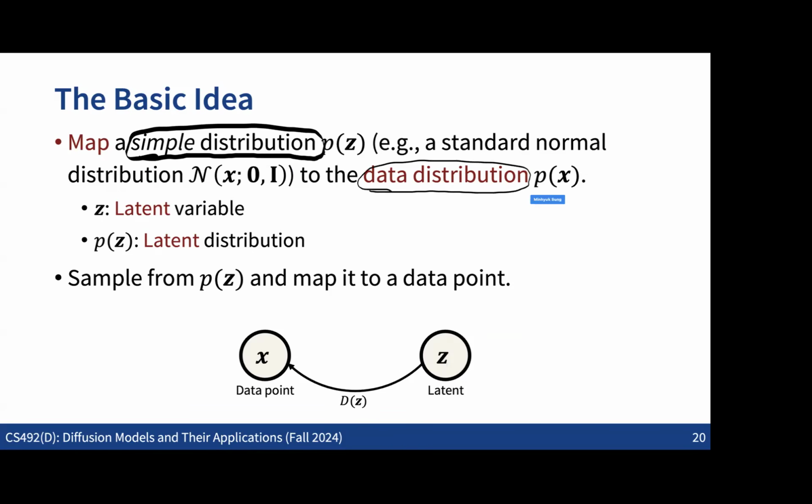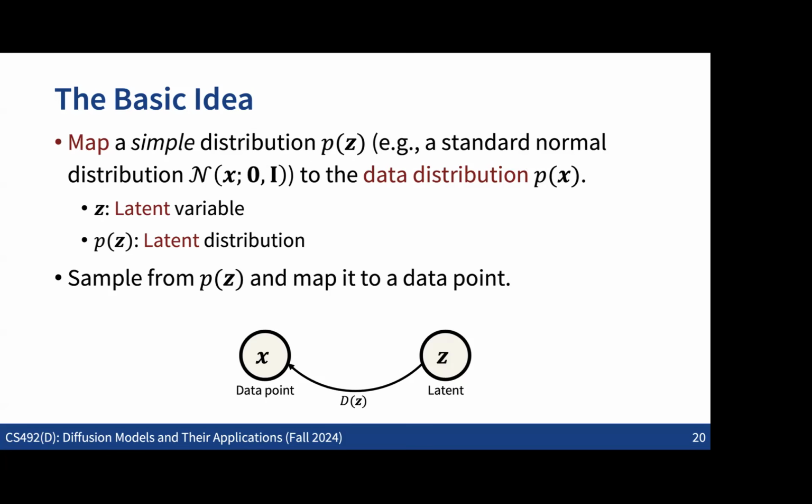Then the generation process becomes like we are having two steps. One step is basically sampling from the simple distribution, which is the standard normal distribution, and we know how we can do that, right? And then mapping this sample into one of the data points in the data distribution. So these will be basically the things that we are going to do for whatever generative models. Having just the two steps: one is sampling from this simple distribution, and then mapping this into one of the data points in the data distribution.